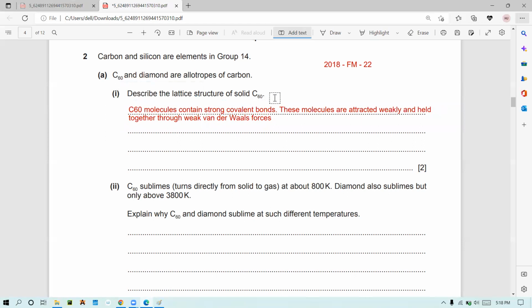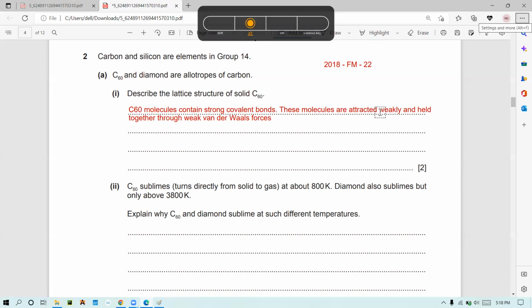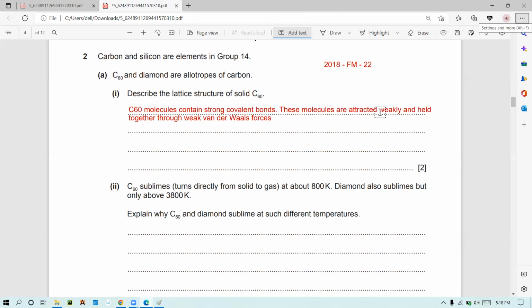And these molecules are attracted together and they are close together, but not very strongly because van der Waals forces are not very strong. If I draw the lattice structure of solid C60, it is something like this. This is one carbon 60 molecule, carbon 60 molecule, carbon 60 molecule.